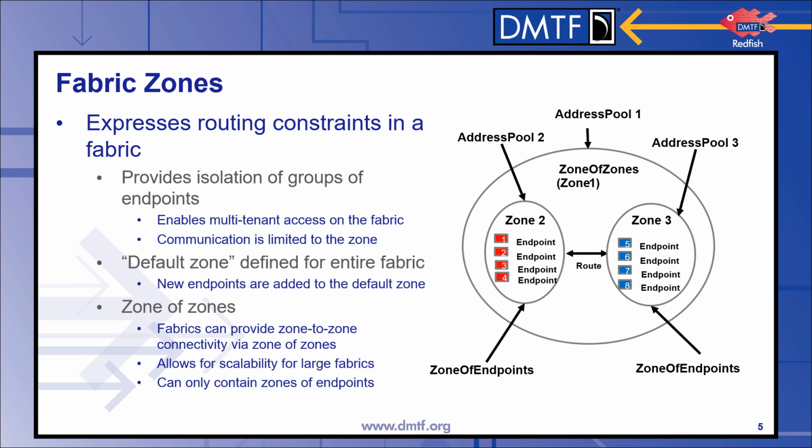Fabric zones provide isolation of traffic to endpoints. Endpoints can only communicate with other endpoints within that zone. The default zone is where endpoints are placed when they are initially attached to the fabric. Administrators can provide connectivity between zones for scalability using zone of zones. Zone of zones can only contain zone of endpoints.